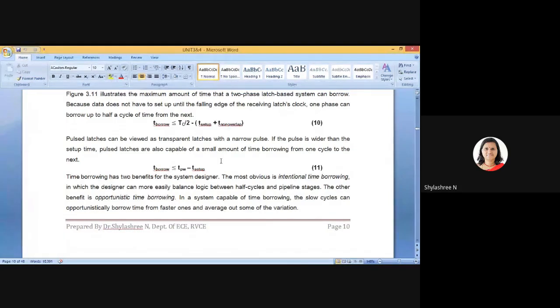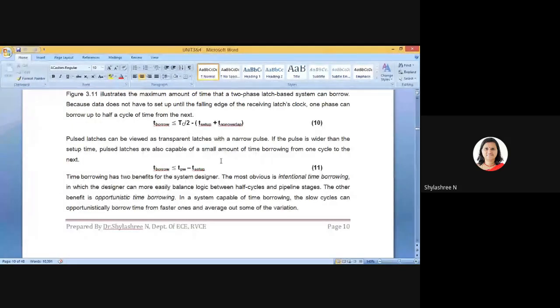In a two-phase transparent latch system, we can easily borrow the time from the next half cycle to the next half cycle. That is a pipeline based method. But in the flip-flop based method, time borrowing is not possible. In a pulsed latch system, time borrowing is possible. If it is a narrow pulse, it is not possible.